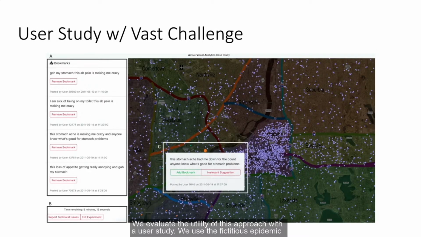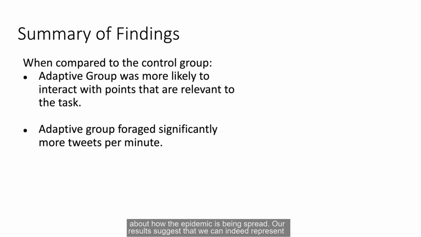We evaluate the utility of this approach with a user study. We use the fictitious epidemic dataset published by the VIS challenge. The task was to search through social media posts to identify symptoms and the impacted parts of the city. There were two groups in the study, a control group and an adaptive group. The task was an information foraging task. Each person had a maximum of 10 minutes to find and bookmark tweets that contained information about how the epidemic is being spread.